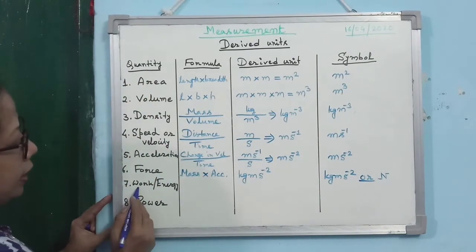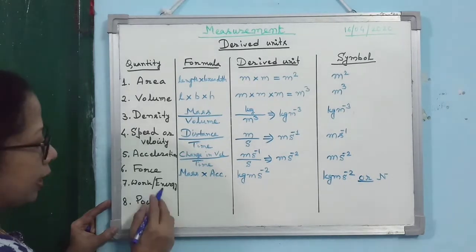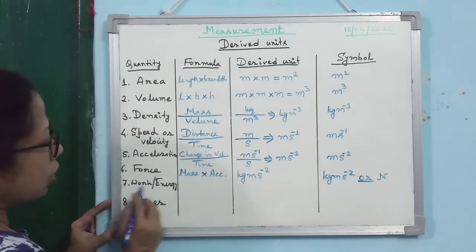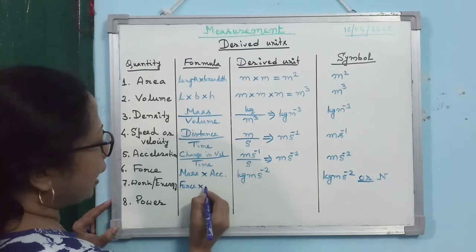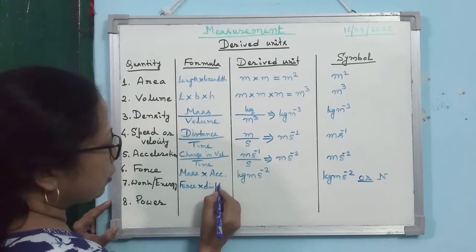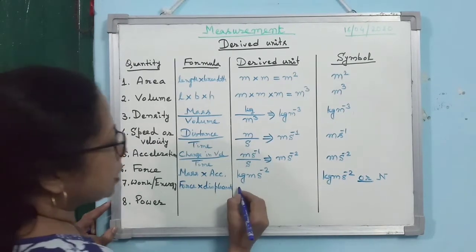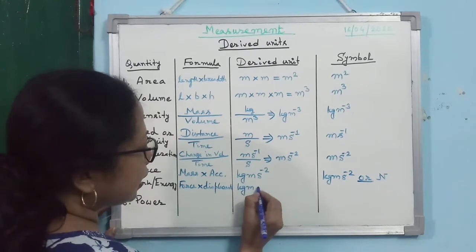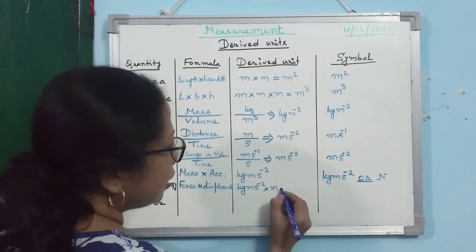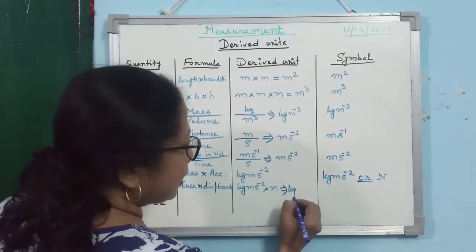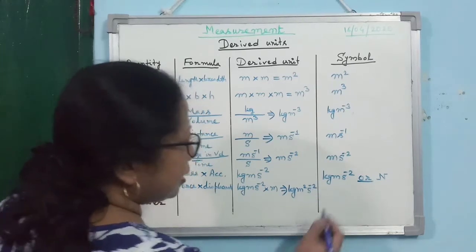Then the next quantity is work or energy, because we know energy is measured by work done. So work and energy both have the same unit. How do we define work or energy? It is force multiplied by displacement. So what have we got? The SI unit of force is kg meter per second square and displacement is again meter. So you are getting kg m square s to the power minus 2.